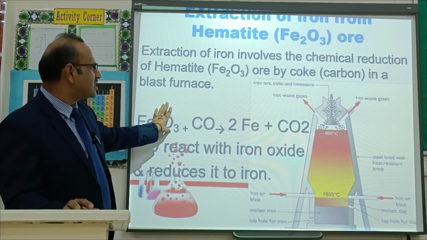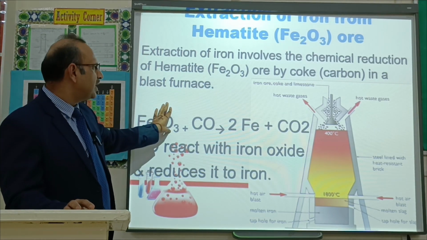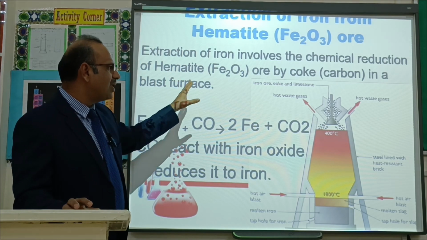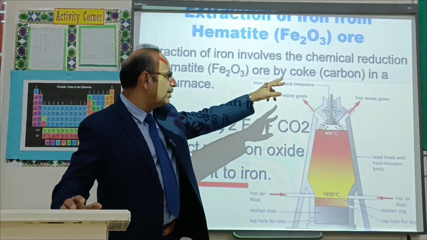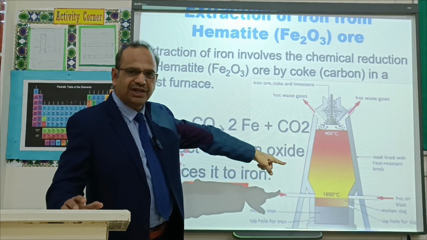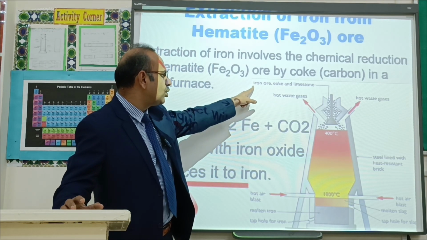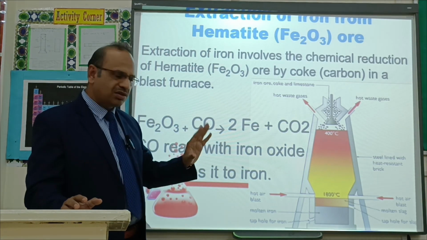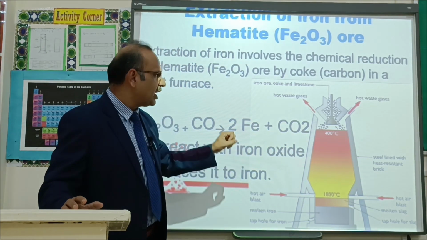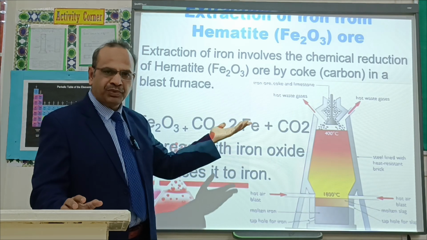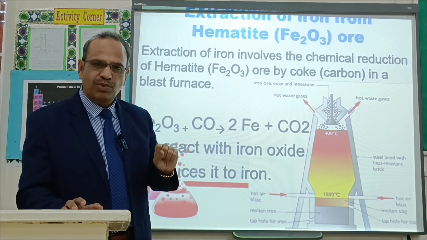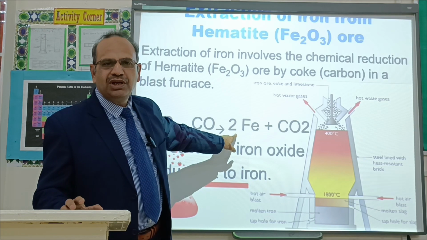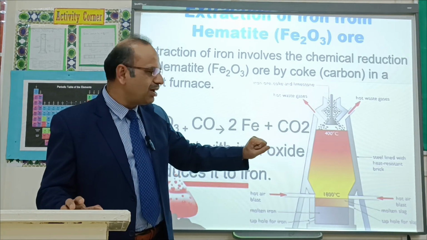For example, here we are discussing the extraction of iron from its ore. One ore of iron is hematite, Fe2O3. It can be extracted by carbon, for example. This is a blast furnace. In this blast furnace, iron ore, coke and limestone are added from the top, and from the bottom, a hot air blast enters. It increases the temperature, and the ore melts, and carbon also reacts with oxygen. Due to the combustion, carbon monoxide is produced, and this carbon monoxide reacts with the ore and gives molten iron, and this molten iron can be extracted at the bottom.